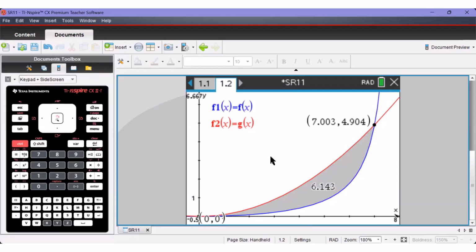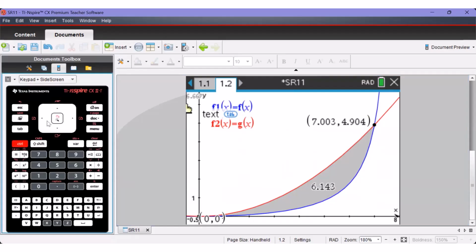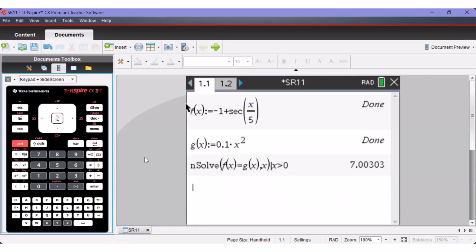Okay. An alternative approach, which I'll just show for completeness, is to use the calculator application. So control navigation pad back to page 1.1 where we had our functions assigned. Now what we can do is assign the x coordinate of that point of intersection. Let's call it A.